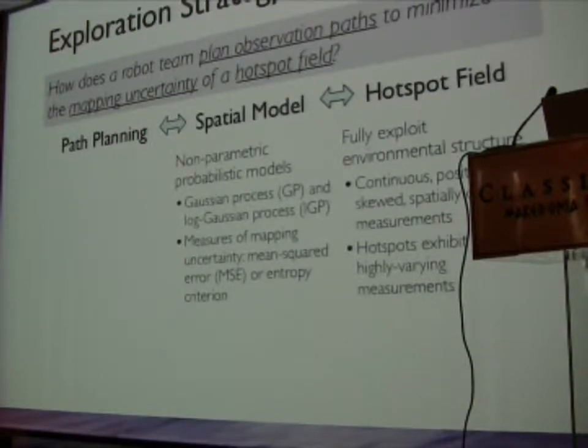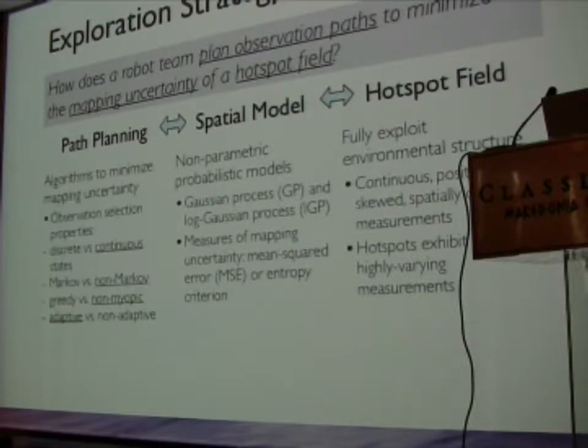So how do we do planning on this model to minimize the mapping uncertainty? On the path planning side, we want to come up with algorithms that allow us to minimize the mapping uncertainty. Some of the desirable properties are things like whether we want discrete or continuous states.